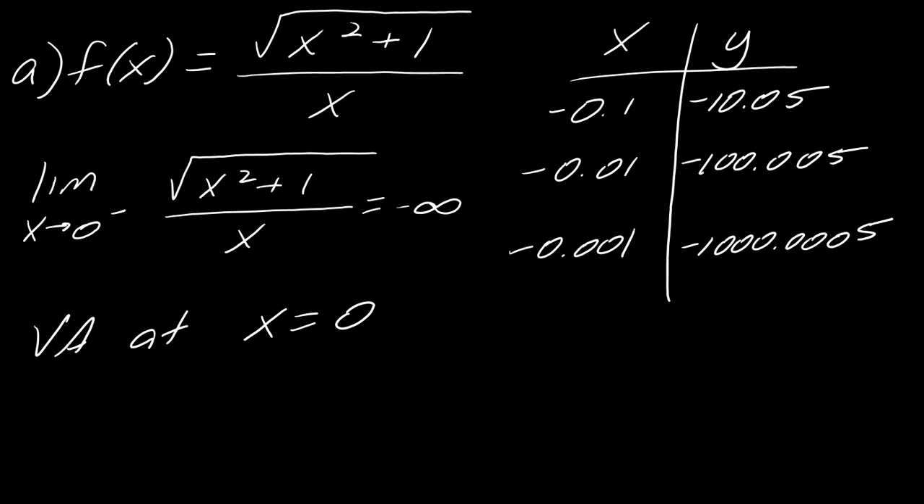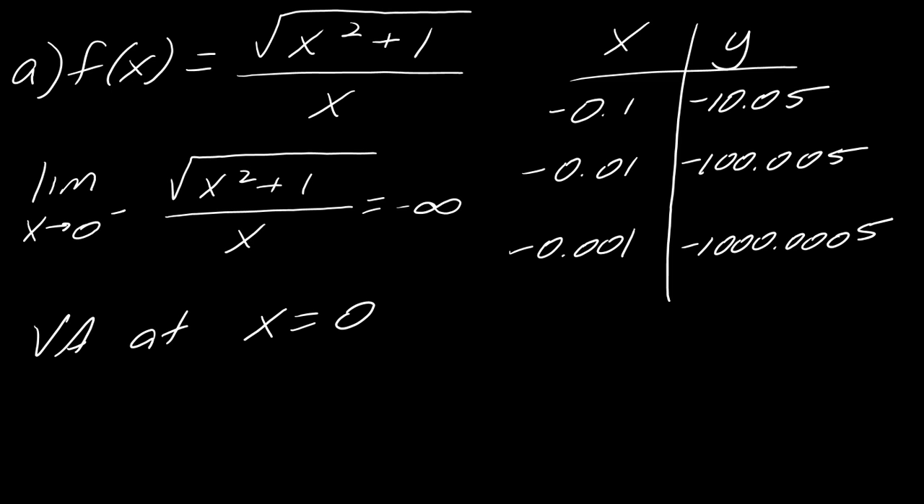Now, by the way, if you did this from the right side, you would get that this goes to positive infinity. And that's fine. Really, once you get infinity on one side, that's at least confirming the point. Okay, so we've got the vertical asymptote. Next up, we've got to think about the horizontal asymptote. So now we've got to evaluate this as the limit goes to infinity.